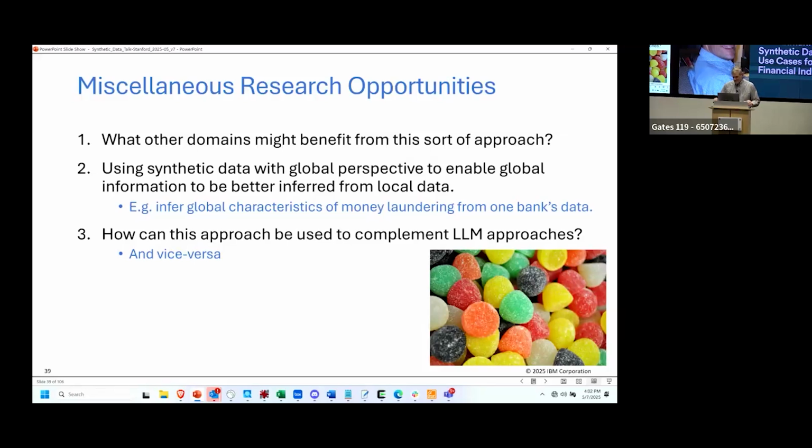And of course, there are a lot of areas where I think this could complement LLMs and vice versa in ways that we have not yet taken advantage of. And I think it's very interesting to see how those synergies should be developed going forward.